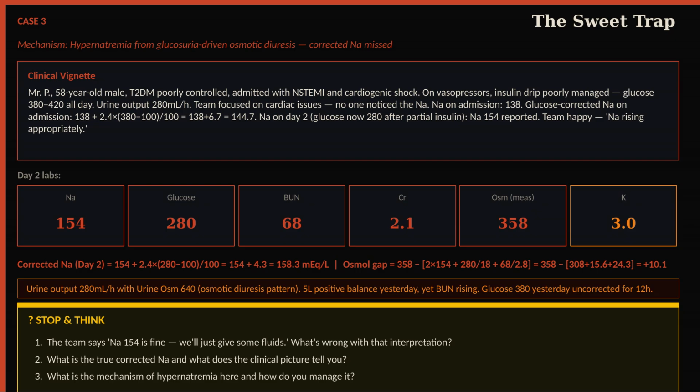Stop and think. What's wrong with sodium's 154? We'll just give fluids. What's the true corrected sodium telling you? And what's the mechanism here? And how do you manage it?